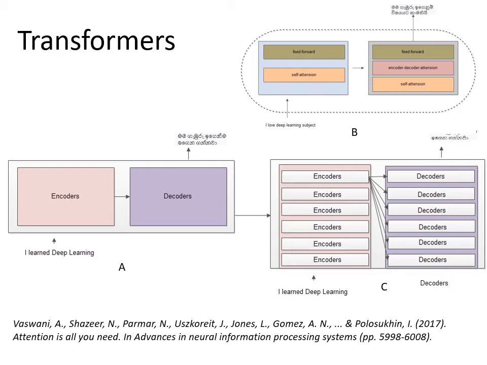As shown in diagram A, transformers consist of two main components, encoders and decoders, as shown in figure 2. Encoders consist of attention as well as a deep neural network, and the decoder consists of an encoder and two attentions. In the real implementation of the transformers, it consists of 6 encoders and 6 decoders, as shown in figure C.